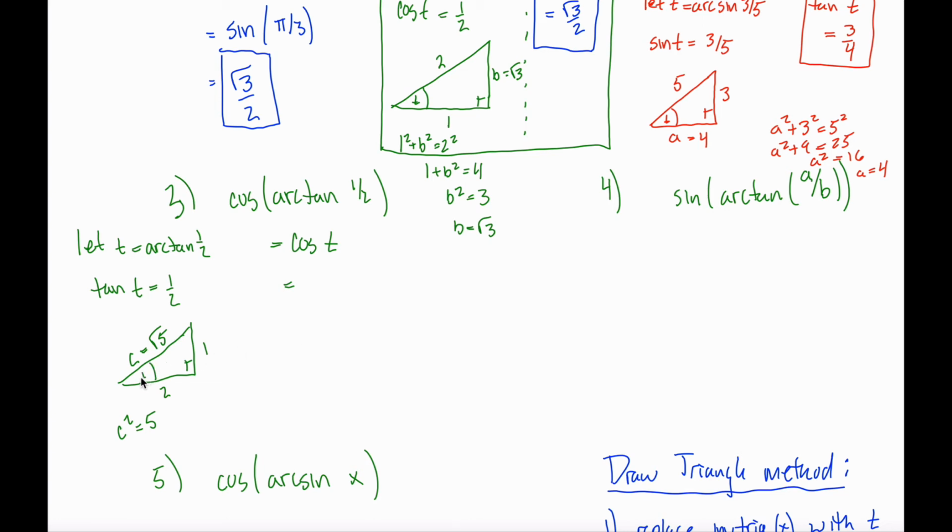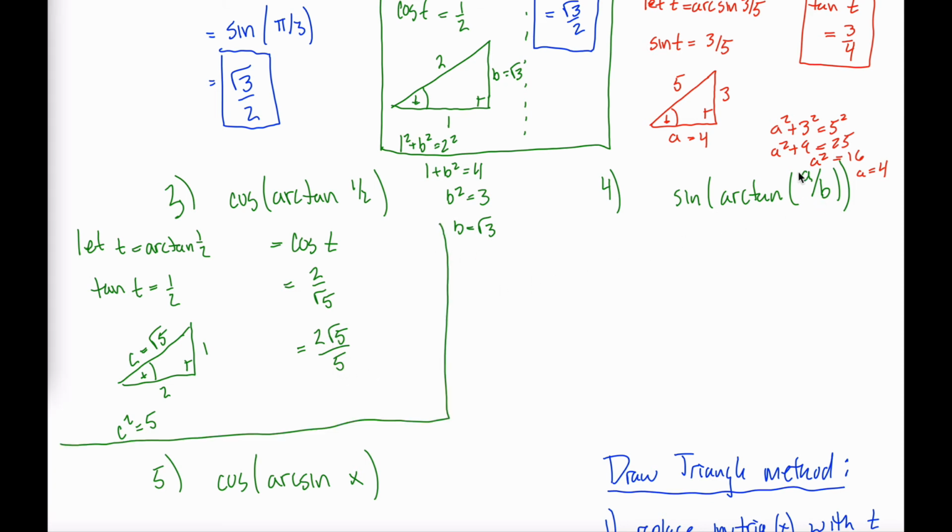Relative to this angle t, which I should have put in my picture, the cosine is the adjacent side divided by the hypotenuse, so it's 2 divided by the square root of 5. Leave your answer like that and you're probably fine, but technically you should rationalize the denominator, so you should multiply the top and the bottom by the square root of 5 to get 2 root 5 over 5 as your answer. Let's do it again.